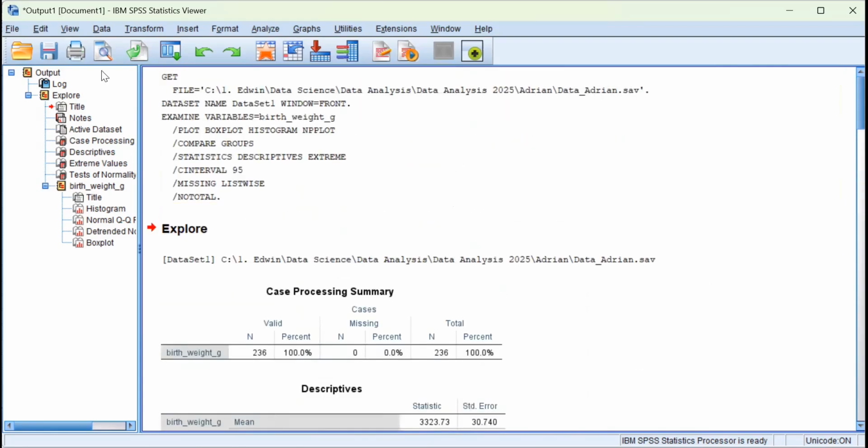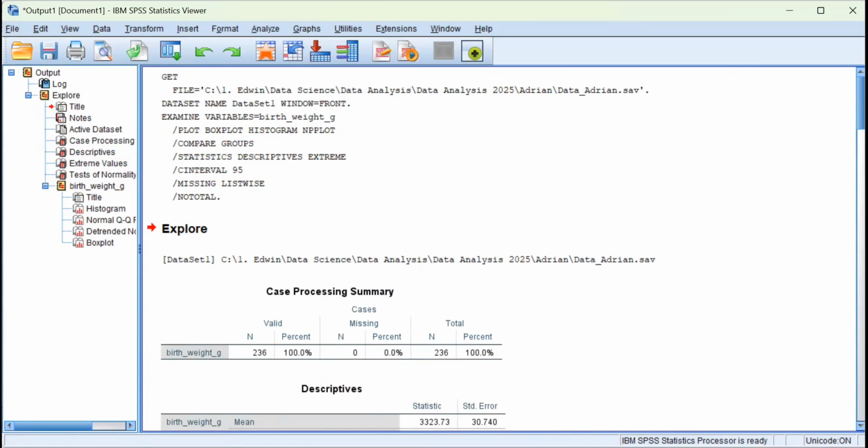And then we're trying to answer the question, the difference between the birth weight of the babies that were born through CS and the babies that were born vaginally or normally.